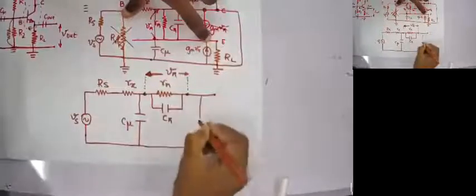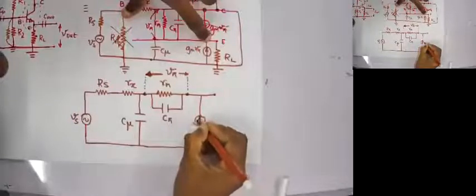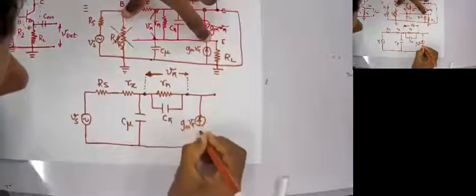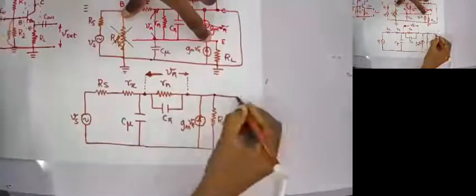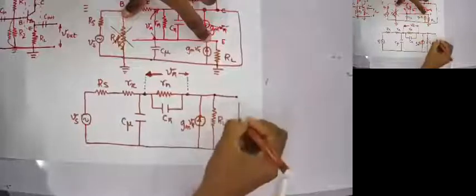So this point is here. We have gm times v pi, but the current direction is changed. It is not top to bottom anymore. So this will be gm times v pi, where v pi is this voltage. Then here I have my RL or RE, and this will be my V out.